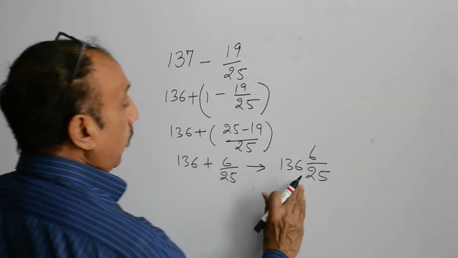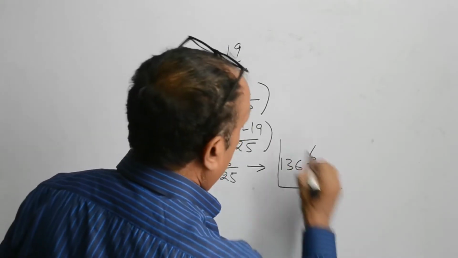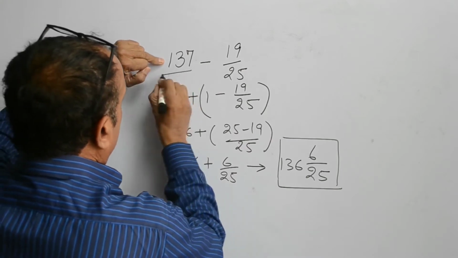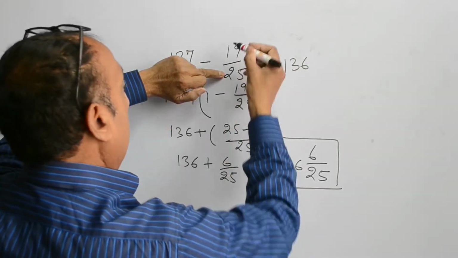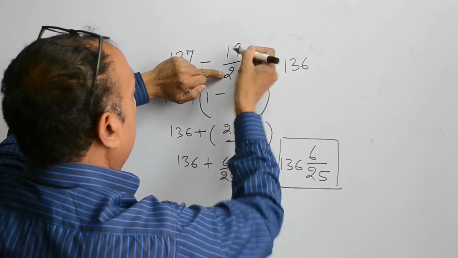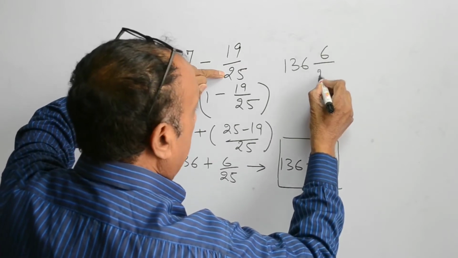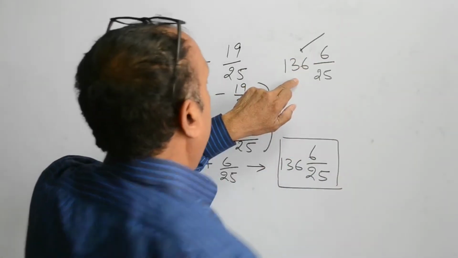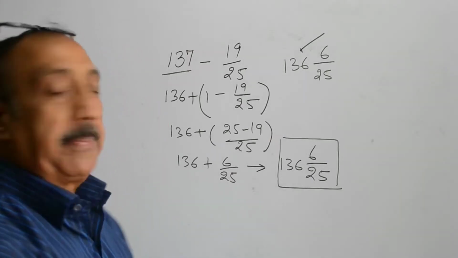Now we can cut short the time taken in calculating this answer. How? Just deduct 1 from the whole number, it is 136. Now take the difference of numerator and denominator. Denominator minus numerator is 6. And write down the denominator as it is. So this is the answer. Now let us do some problems to understand the concept clearly.